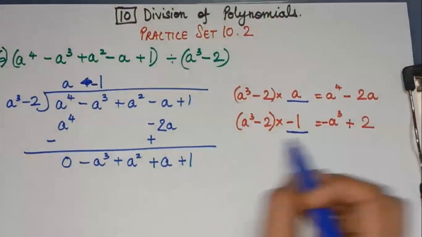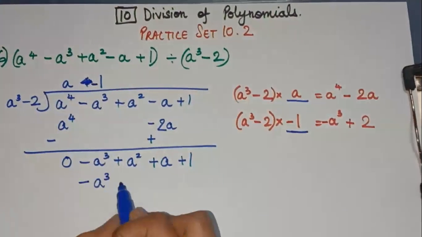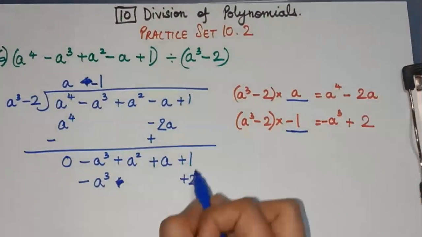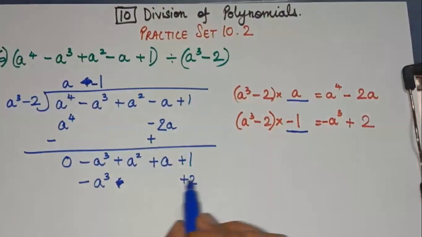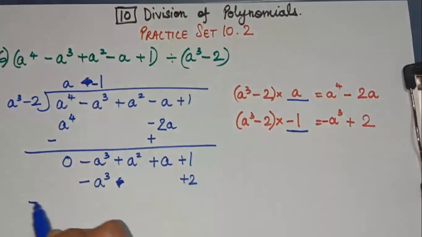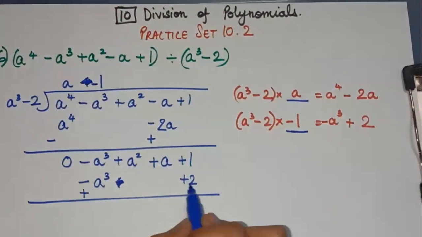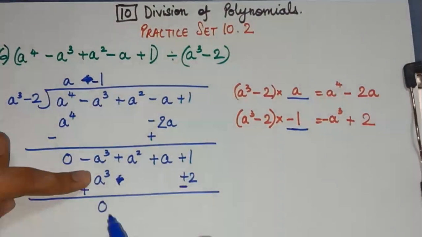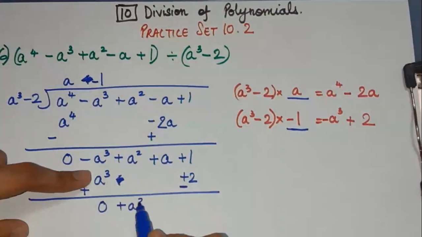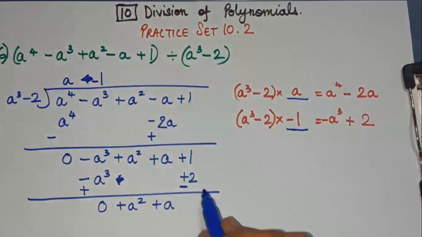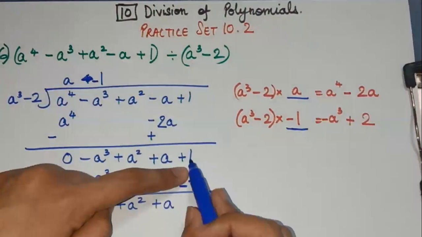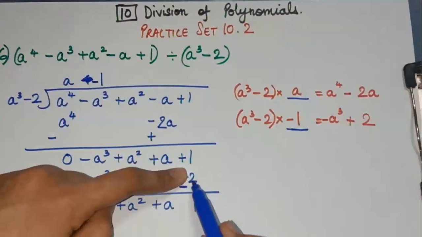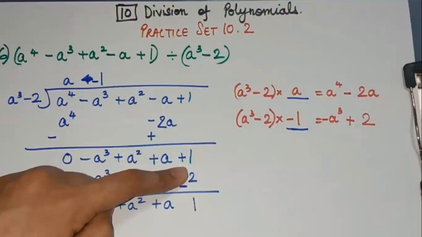And this answer is written as minus a cube plus 2. The numbers should be written below the number itself, okay? Not below the variable. Now we will solve it. So minus becomes plus, plus becomes minus. So this becomes 0, minus plus minus, plus a square plus a, and here this plus became minus. So 1 minus 2, or 2 minus 1, is 1. The sign of the greater number is 2 over here, so its sign is minus.